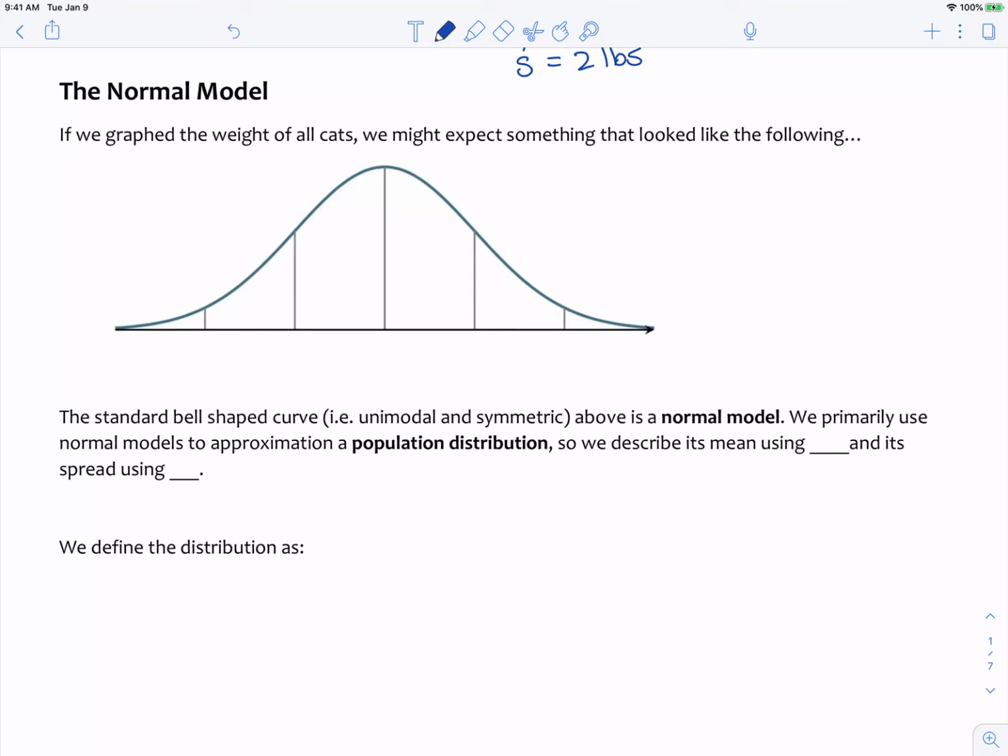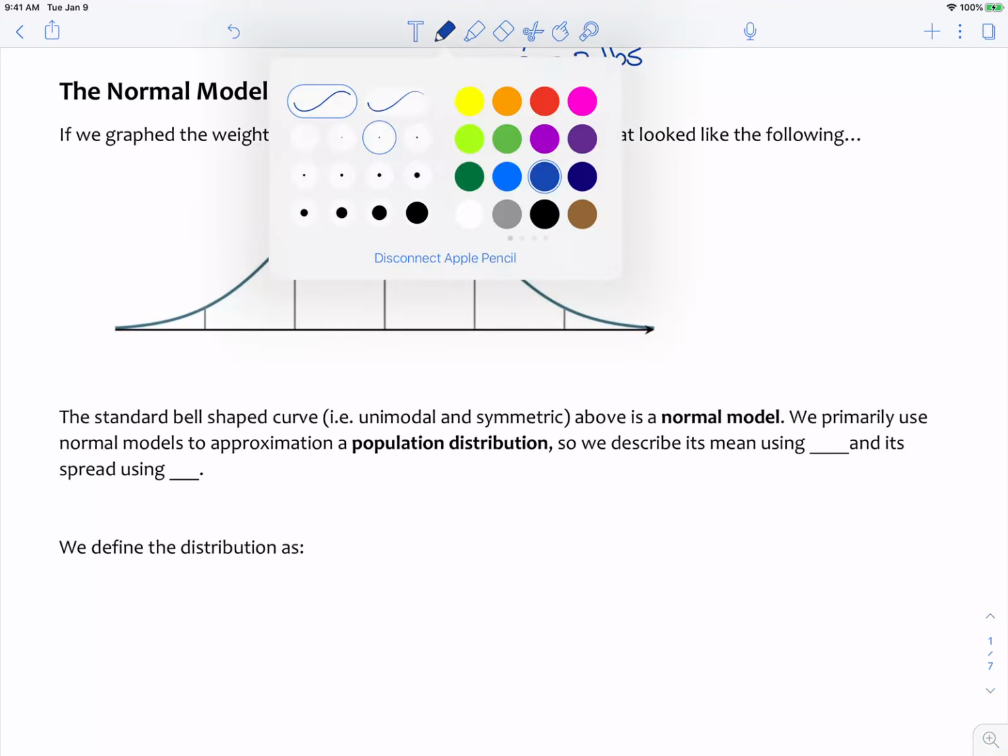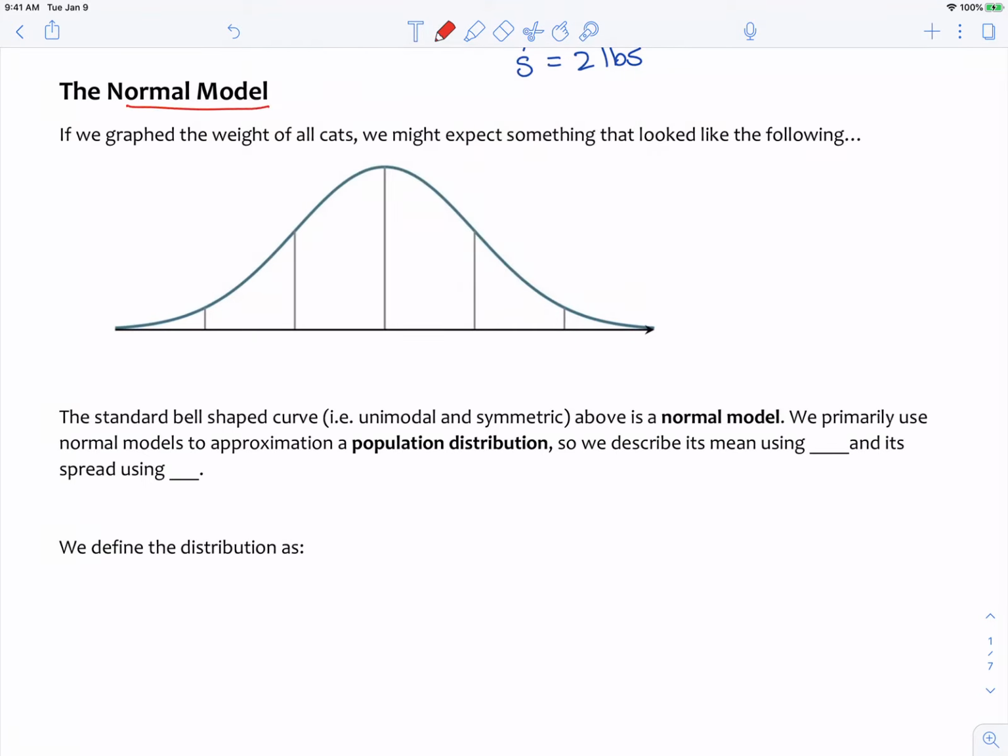In order to use the normal model, we need to be assured of certain conditions. The biggest condition is that we observe a distribution that is unimodal and symmetric and looks kind of like this bell shape we see right here, right? So we want unimodal and symmetric data. Symmetric data can have a normal model approximation.